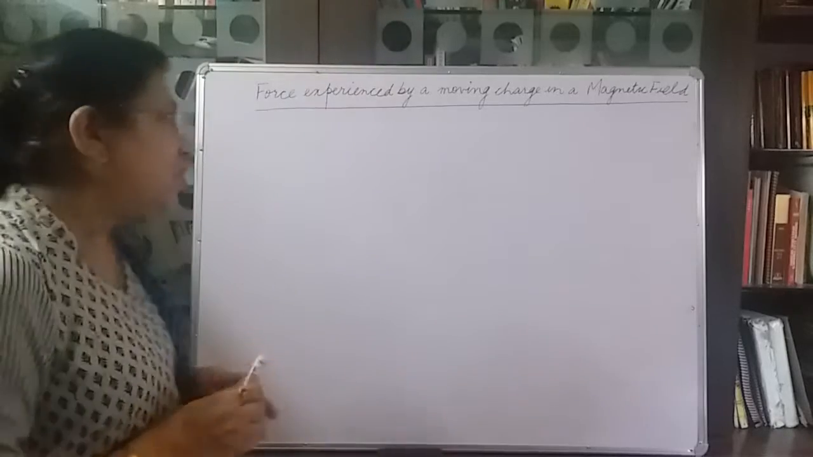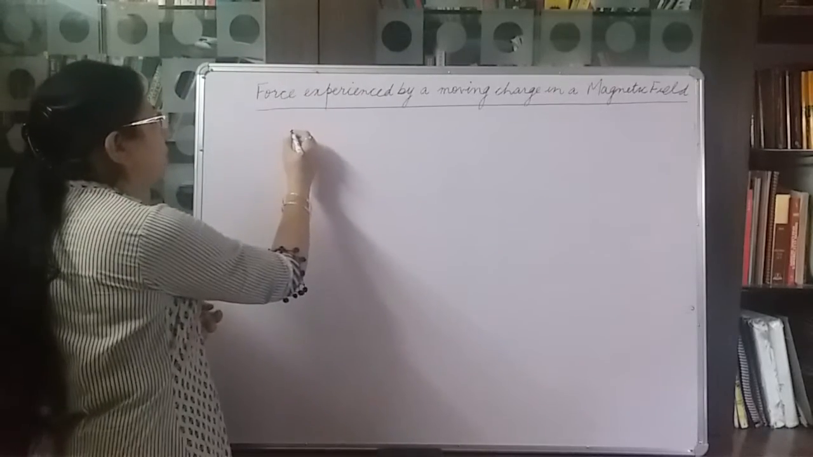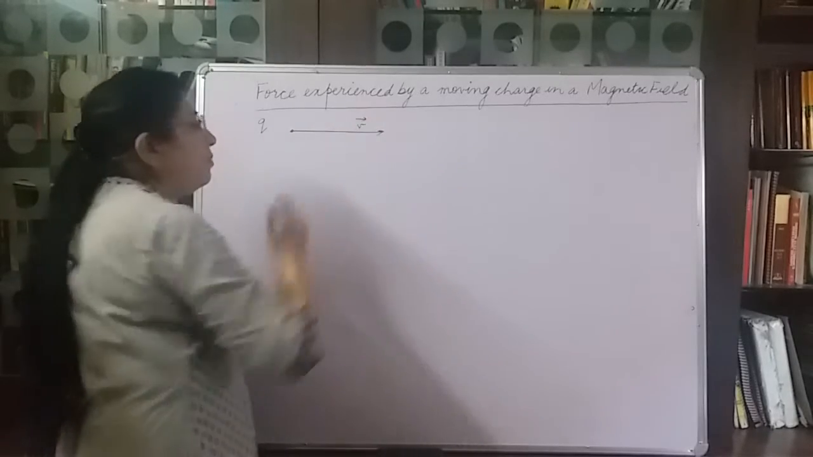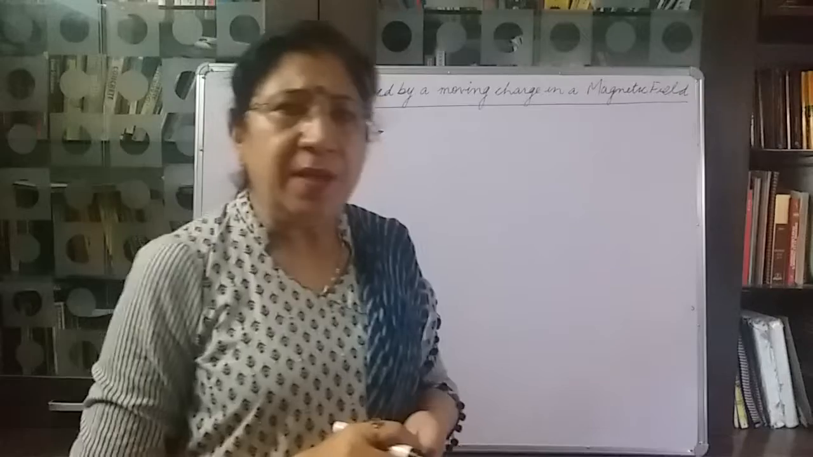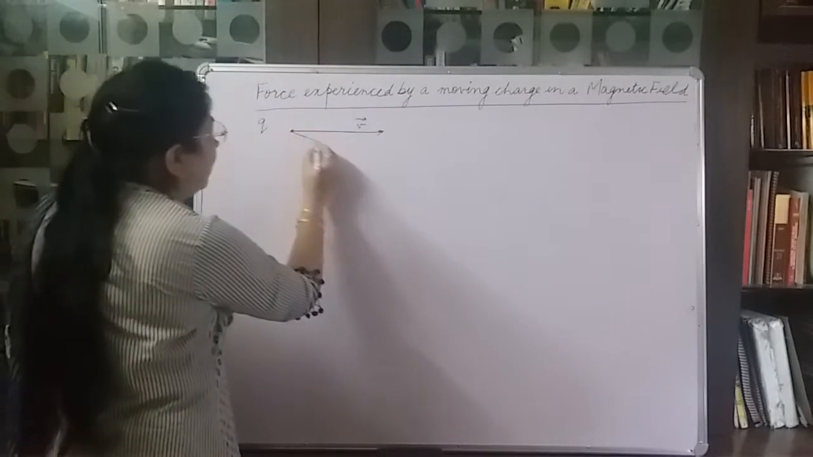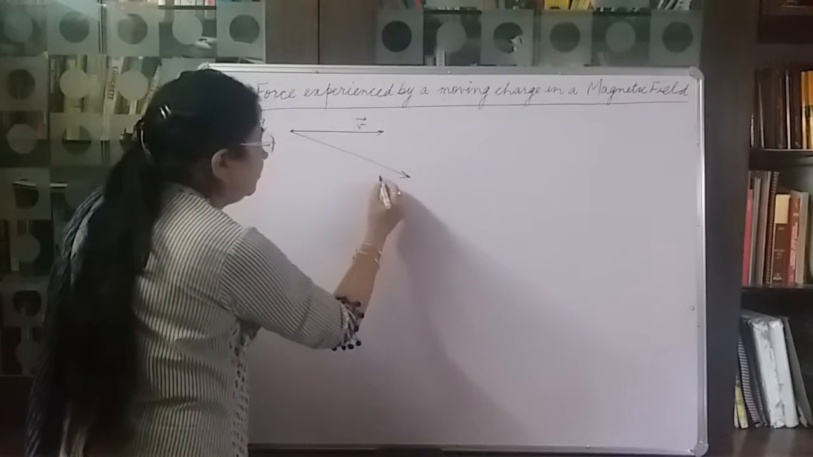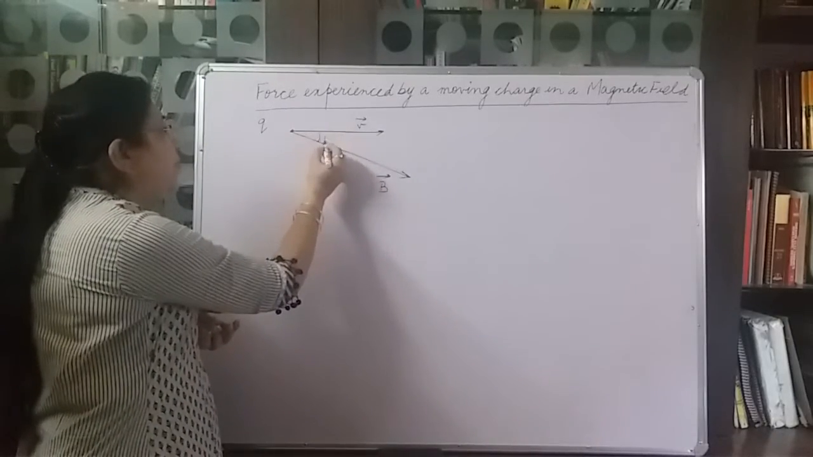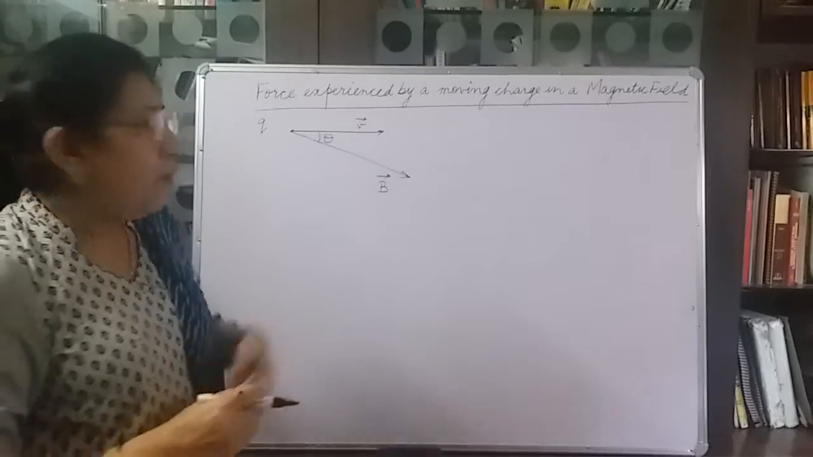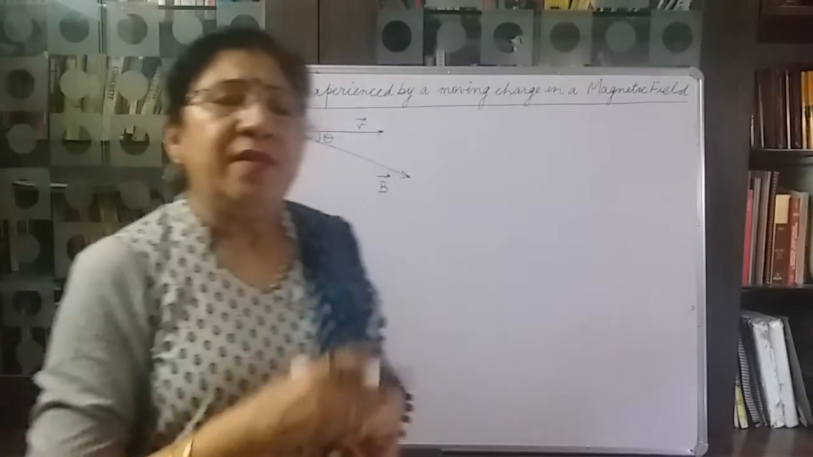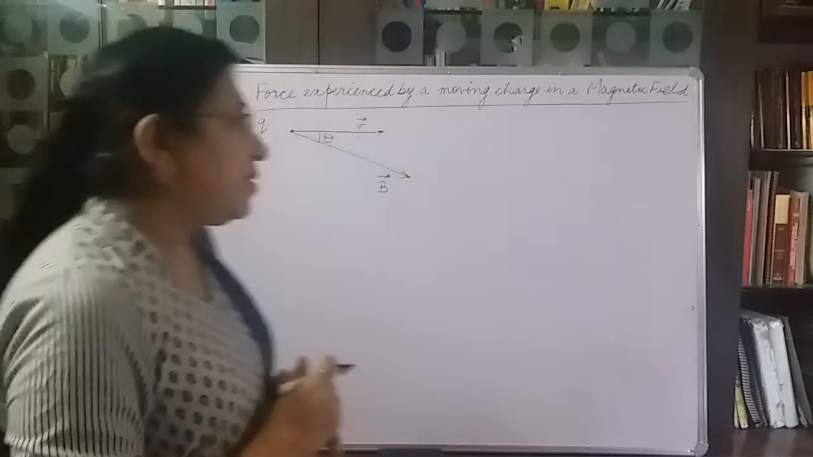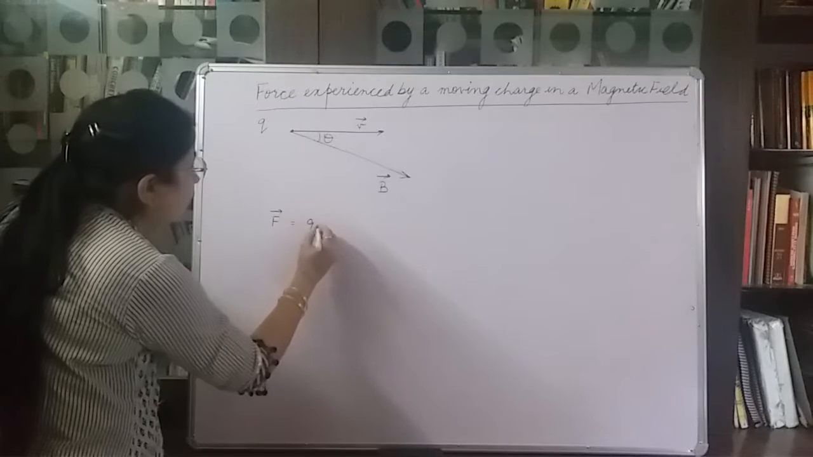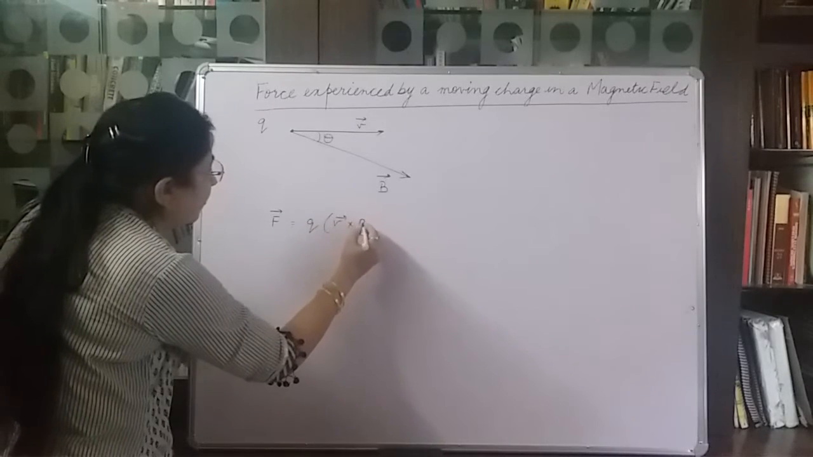If we have a charged particle Q moving in a magnetic field with velocity V, let us draw the direction of the magnetic field like this. The angle between V and B, let it be theta. When this is the case, this charged particle experiences a force. The force is given by Q V cross B.